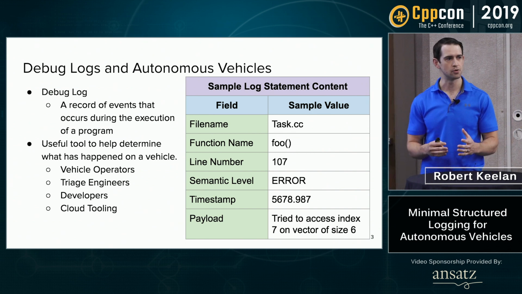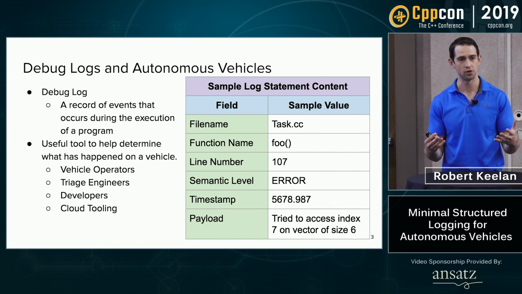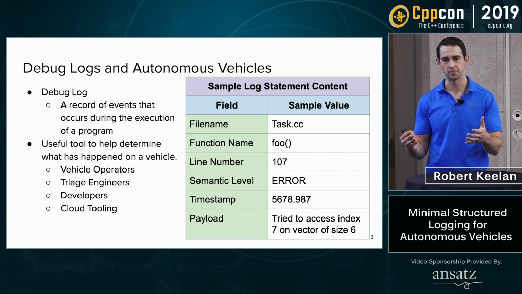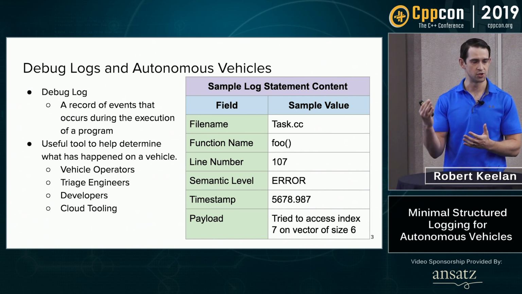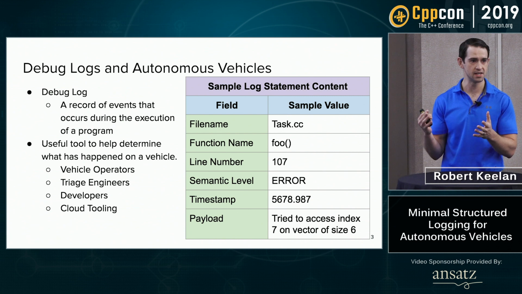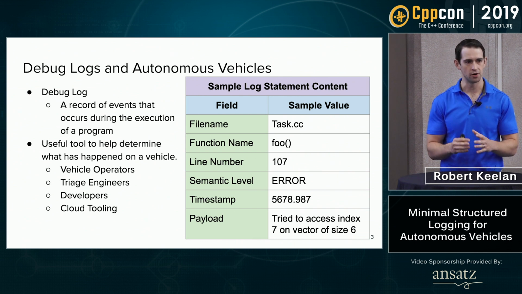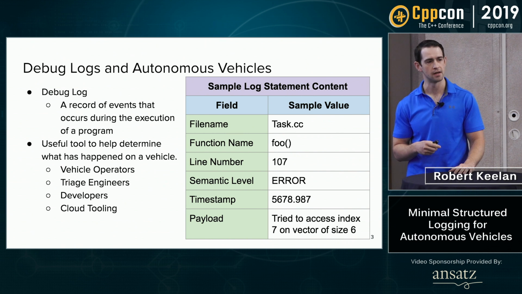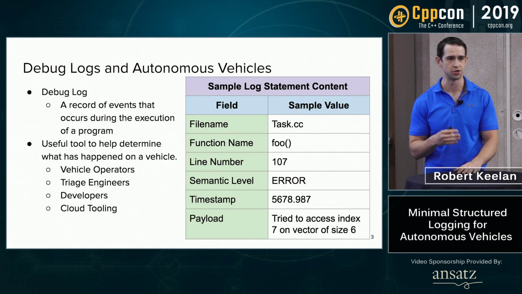And for autonomous vehicles, there are a lot of different users of debug logs. So the first person that will actually look at a debug log on an autonomous vehicle is typically a co-pilot. They're sitting in the front seat with a laptop open. They'll have a visualization of what the car sees, and they'll also have a terminal or some kind of view into what the debug log is showing. And they're responsible for doing a rough classification of any errors that occur while the vehicle is running.